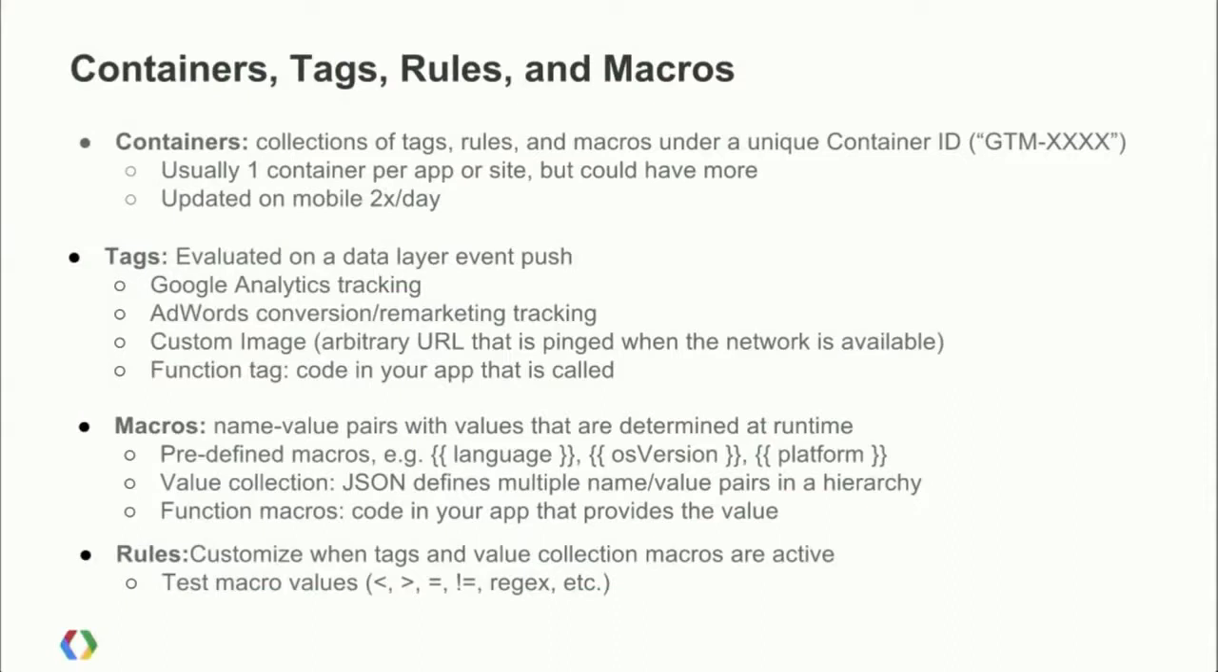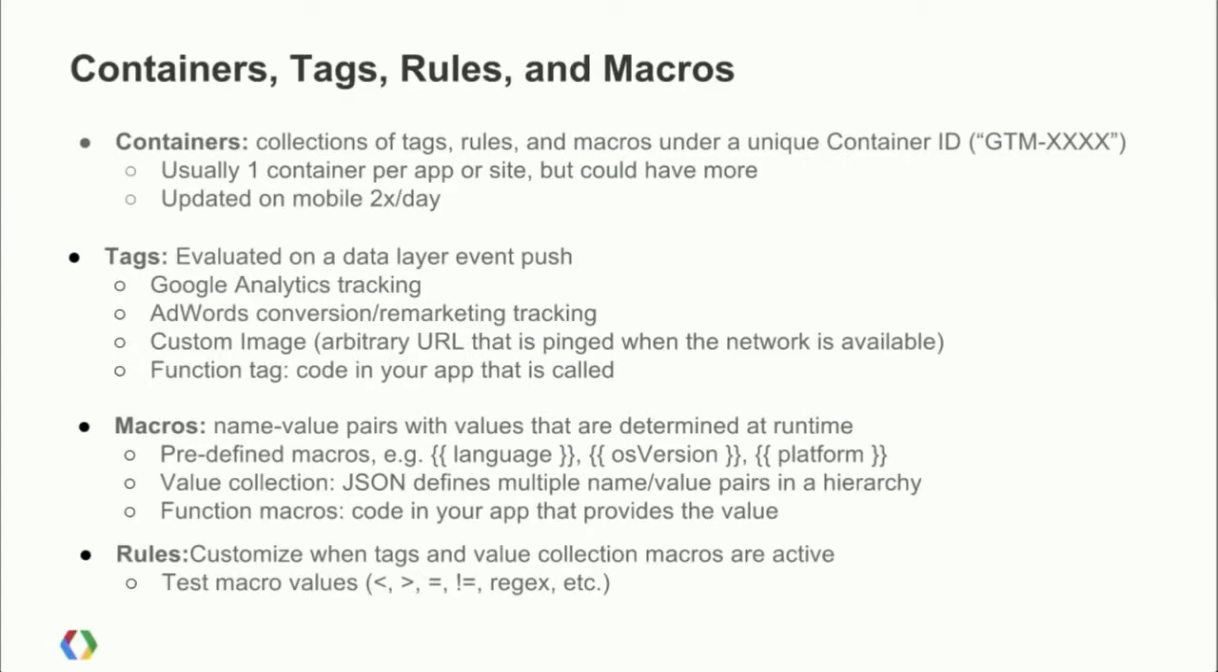Finally, you can just have arbitrary code executed. So you can, in your application, register with the tag manager a particular function associated with a particular function name. And so that can cause this indirection where you push an event to the data layer, you have a rule associated with a particular function tag that calls back into your application, and then you can do something custom.